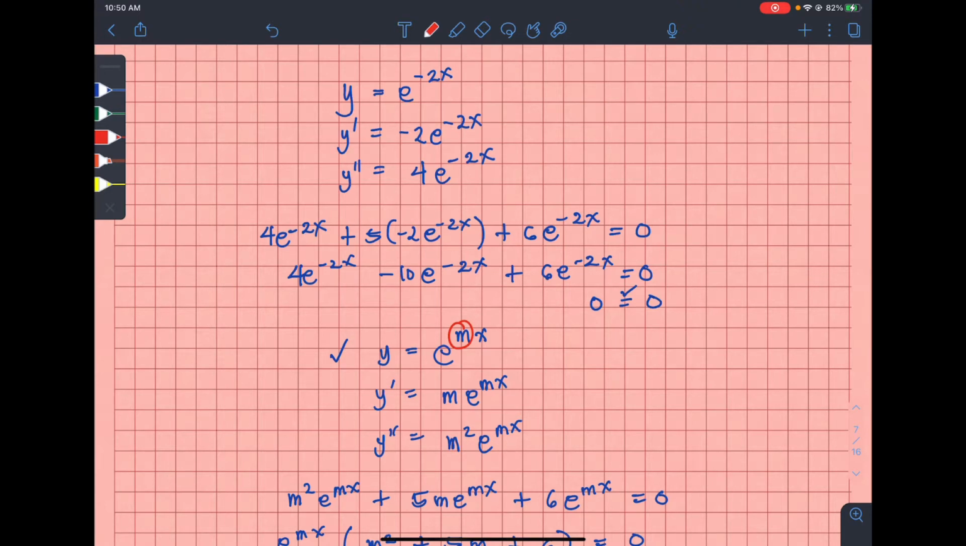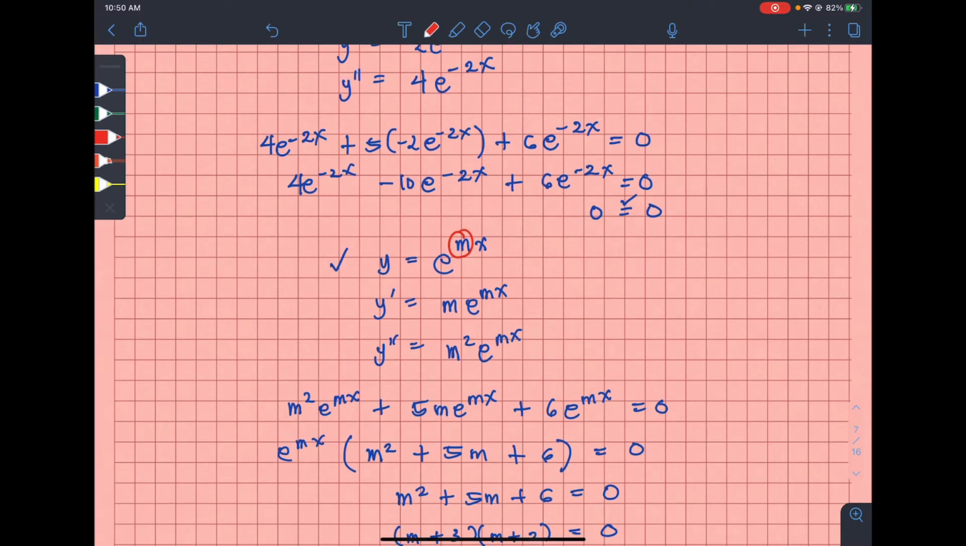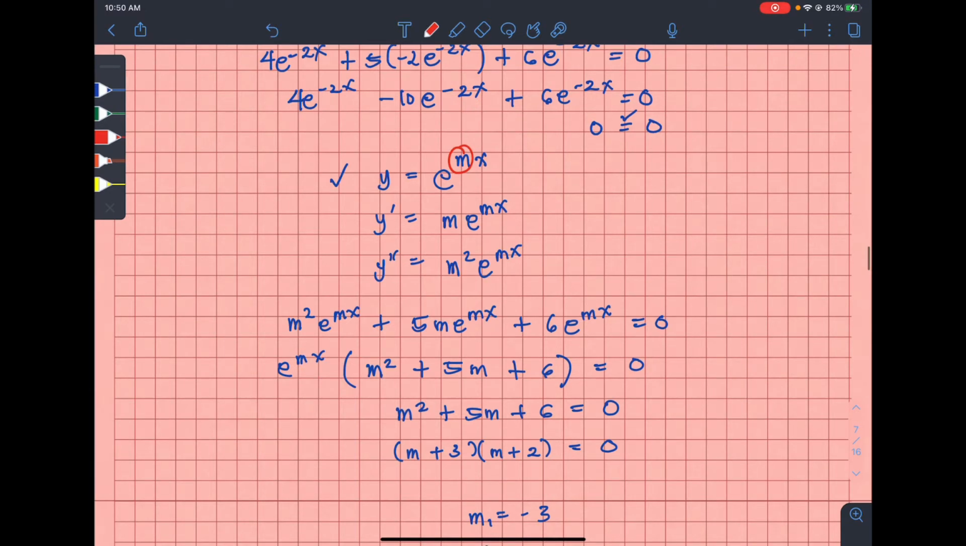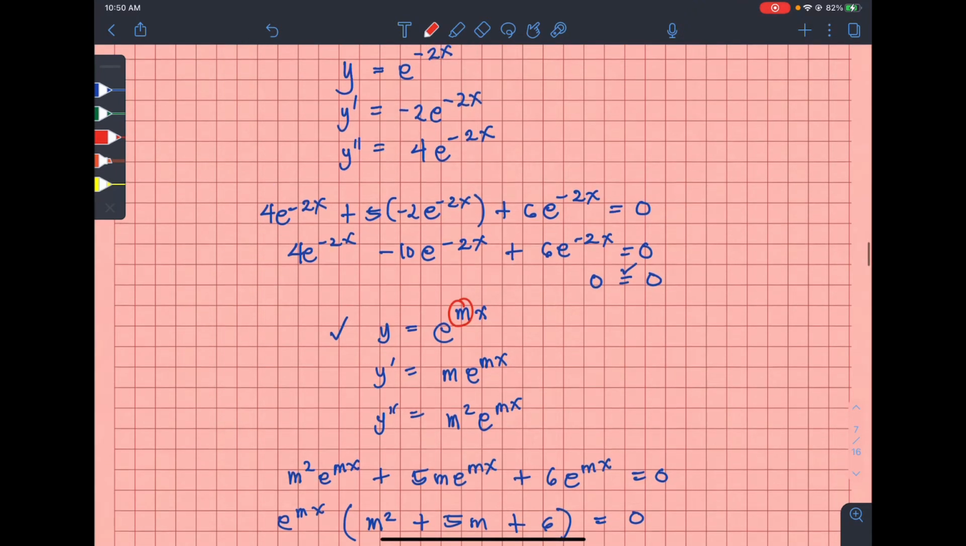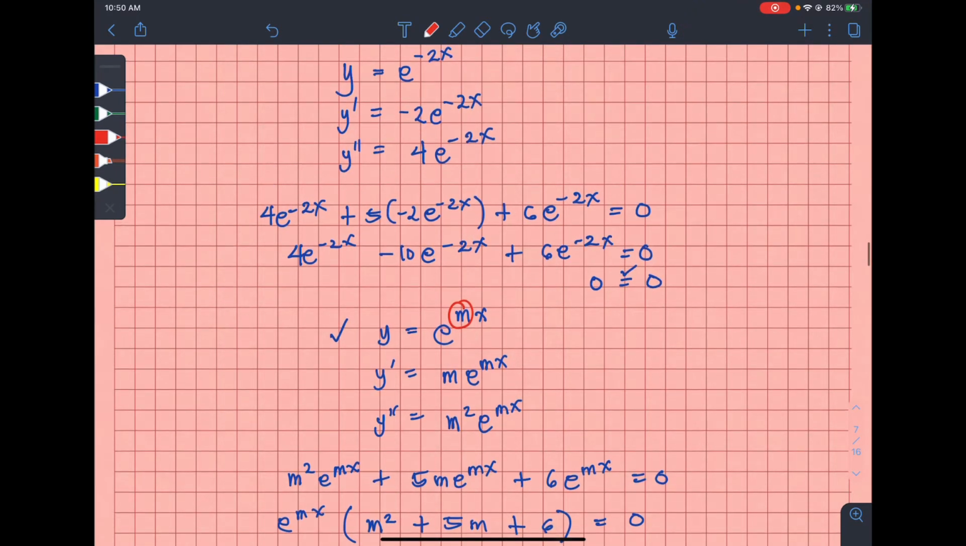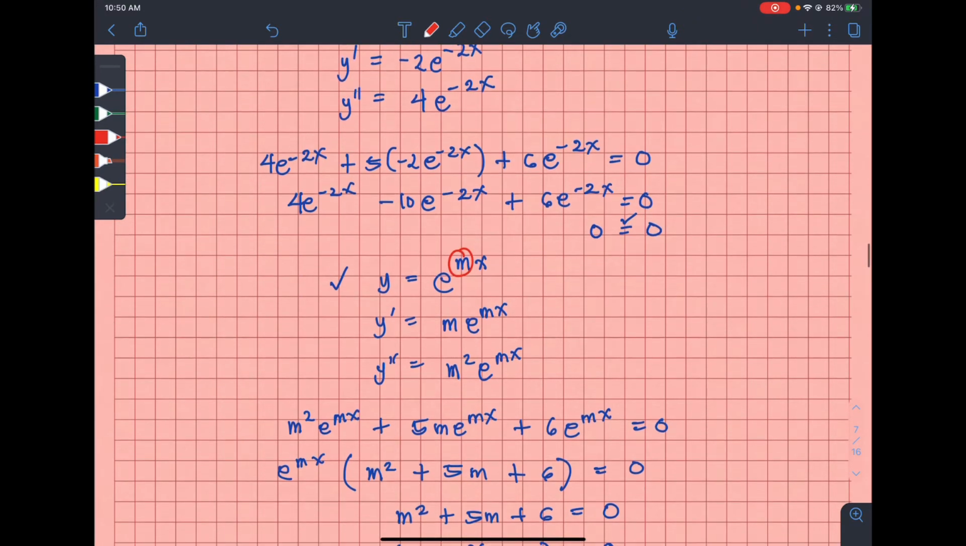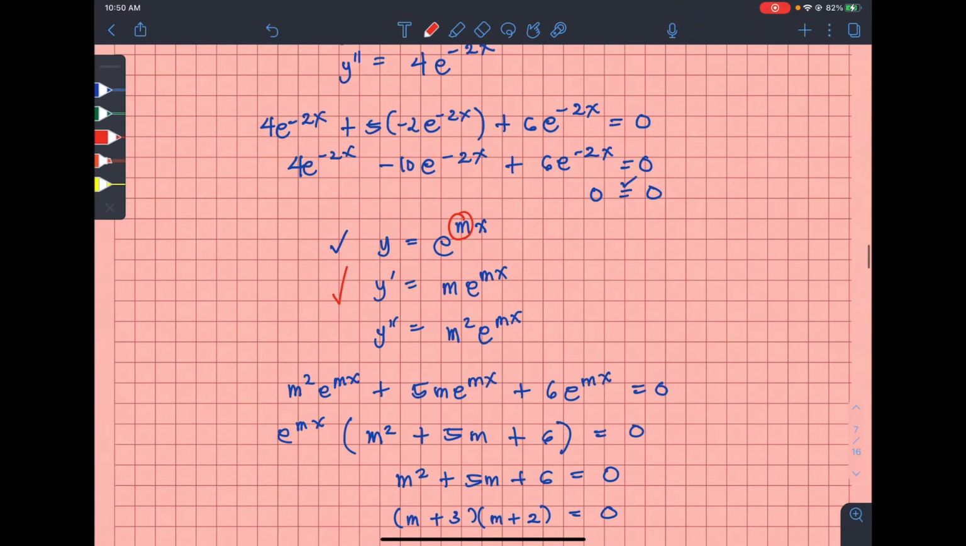And from there, if we are going to find the first derivative, that would be m e raised to mx. The second derivative, m times m, is m squared e raised to mx. And we're going to do the same thing: substitute into the original equation. So y double prime would be m squared e raised to mx, then plus 5y prime, and y prime is m e raised to mx, so 5m e raised to mx, and then plus 6 e raised to mx equals 0. As you can see here, e raised to mx is common to all, so e raised to mx multiplied by m squared plus 5m plus 6 equals 0.